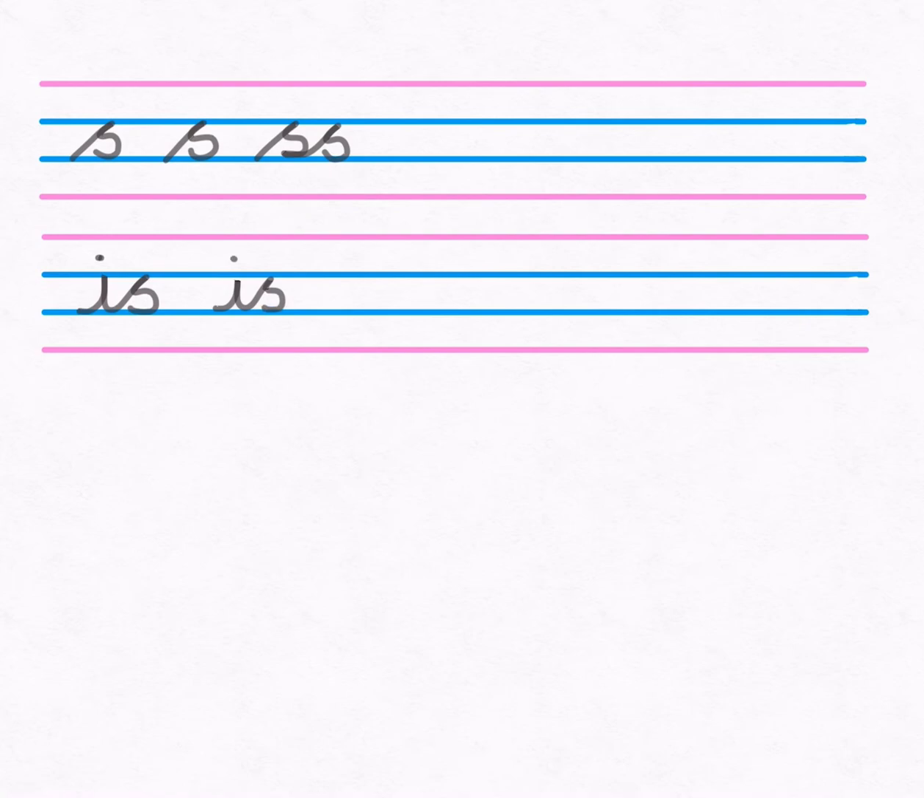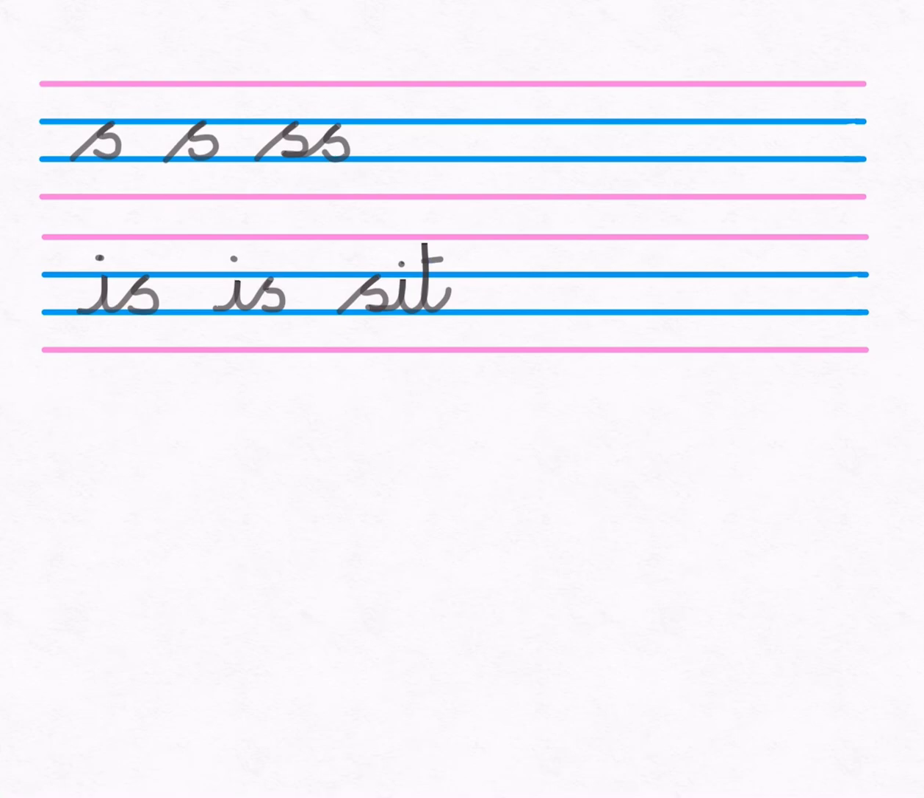Let's add a third letter to this one. Let's add the word sit. So we start with the S, we do the I, and then we do the T, making sure we dot and we cross at the very end.